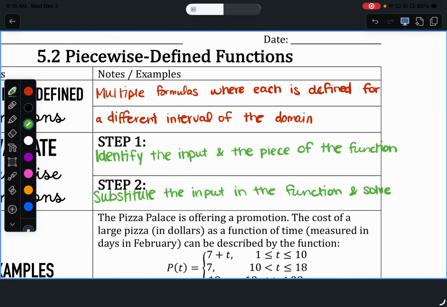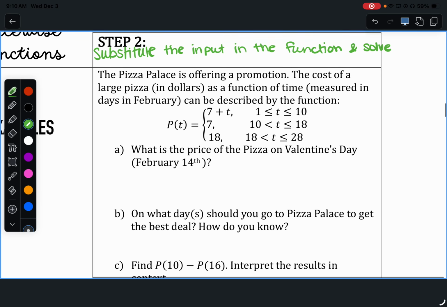What is 7 plus 10? There we go. That's p of 10. Now we're going to do p of 16. So is 16 greater than 1 and less than or equal to 10? No. So we don't use the first equation. Is 16 greater than 10 but less than or equal to 18?